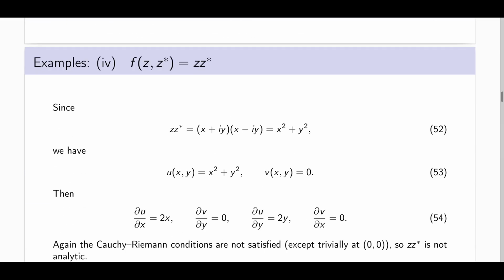Finally, the product of a complex number with its conjugate looks smooth, but it too breaks the conditions, except at a single point. These examples show how strict holomorphicity is. Even small deviations from the ideal structure destroy it.